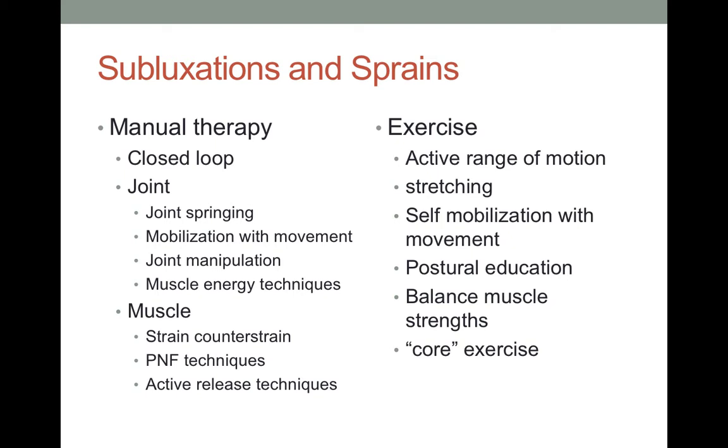At the level of the muscle, we can use the strain counterstrain techniques you have learned. We can also use PNF patterns to relax or inhibit a muscle, as well as active release techniques. Regarding exercise, we want to maintain range of motion through active range of motion and stretching, ensure good postural muscle activation and endurance, balance strength between anterior and posterior muscles, as well as left side and right side, and also issue core exercises as you learned in the lumbar stabilization lab.